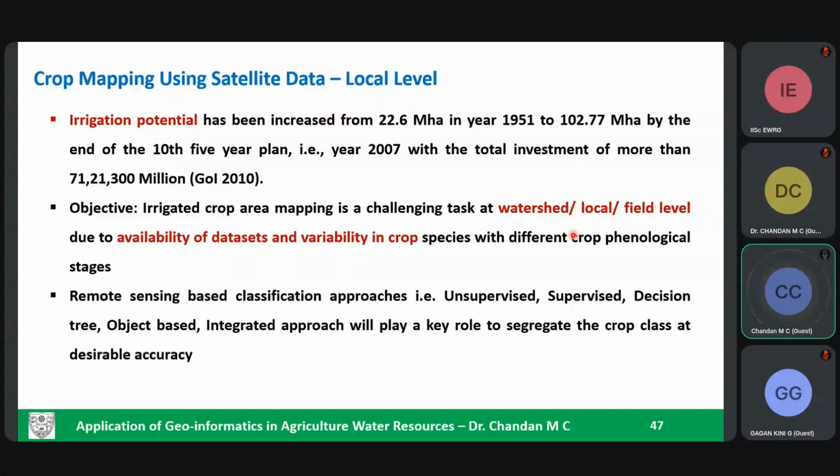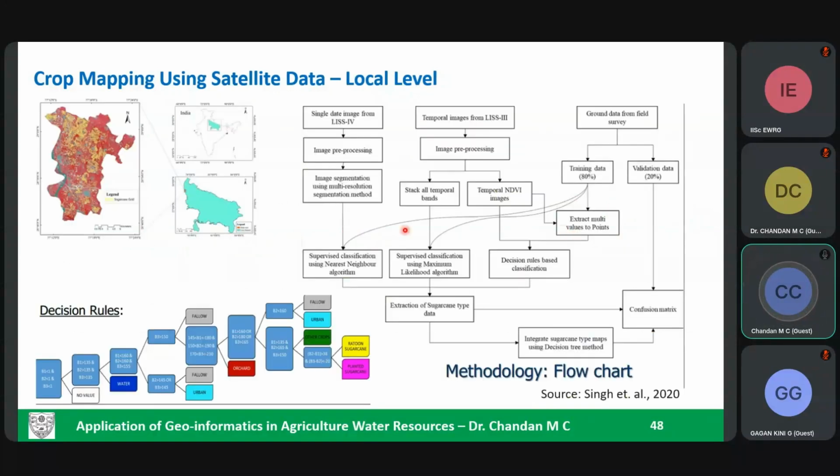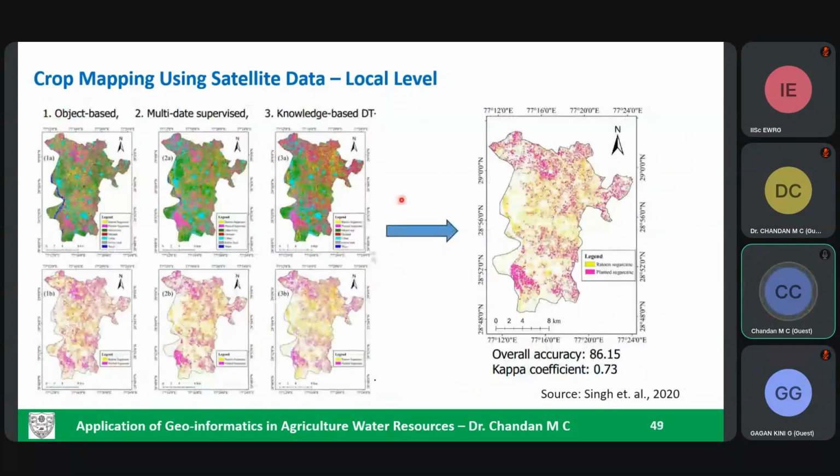Of course, when we are looking at a large scale, we can go for an unsupervised technique, but when we are looking at a local scale or a village level, we can go for a supervised or a decision tree based technique, which will play a significant role in segregating the crop type. So this is one of the examples where the authors have used the random forest technique for differentiating between paddy, rice, or wheat and any other type of crop using decision trees. So here you can see how it has been used for crop discrimination.